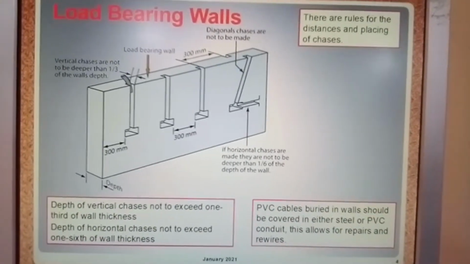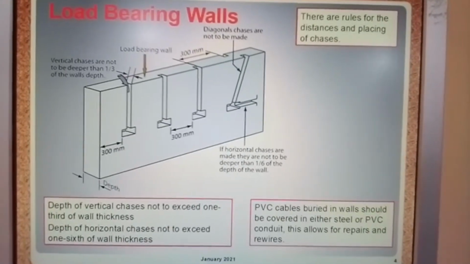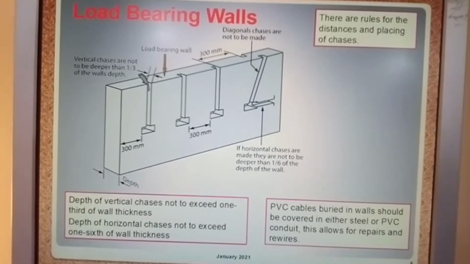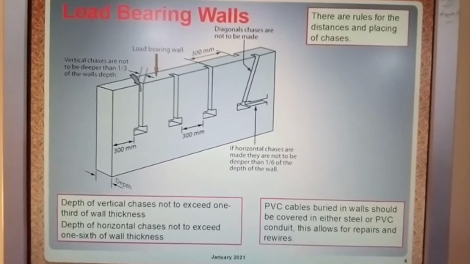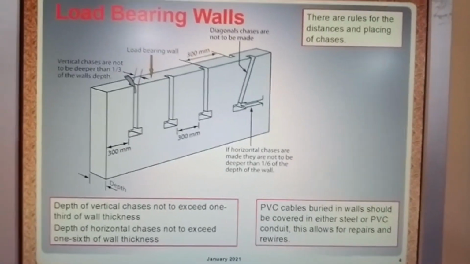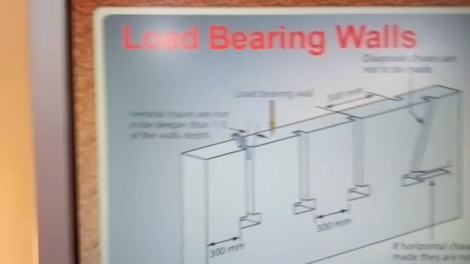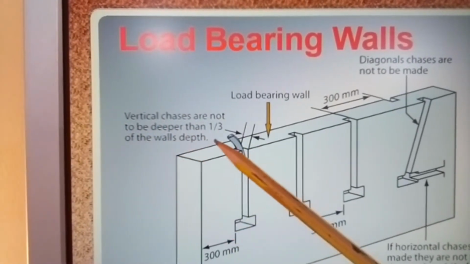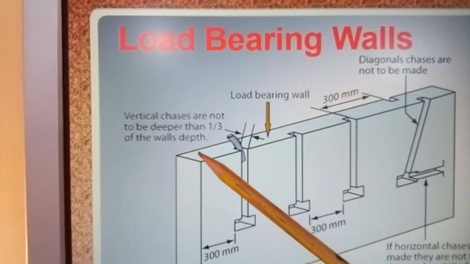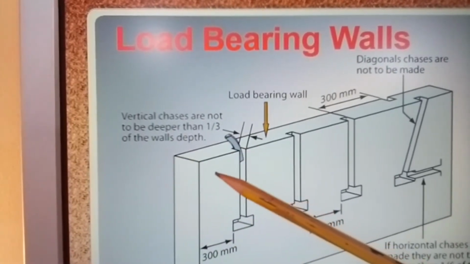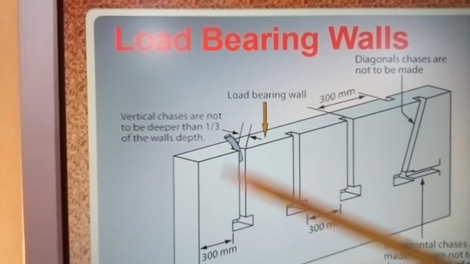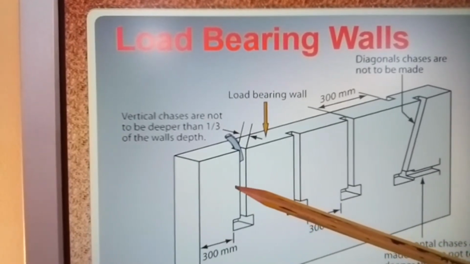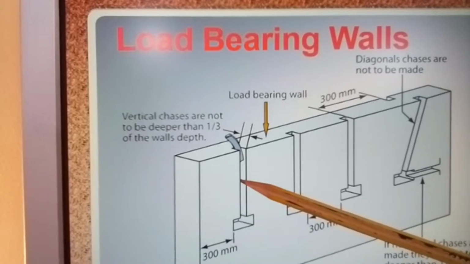Okay, now load bearing walls. Now you must not under any circumstances alter the thickness or the depth of these walls. Here we have the vertical chases are not to be deeper than 1/3 of the wall's depth. So if it's 3 feet, let's just for argument's sake, 3 feet, then you can only go down to 1 foot. That'll be just 1/3 of your depth.